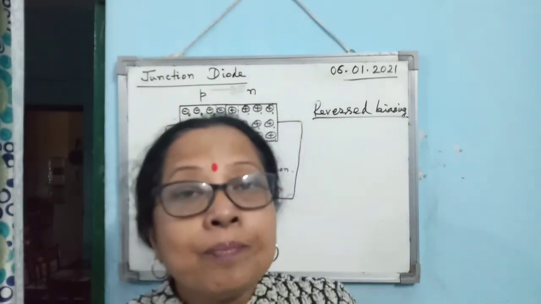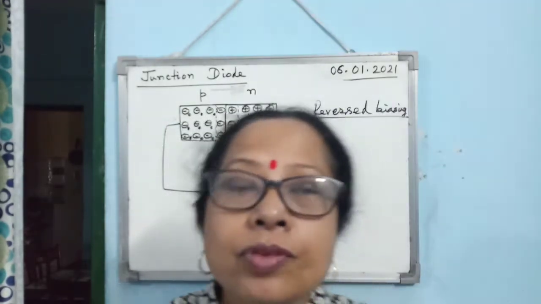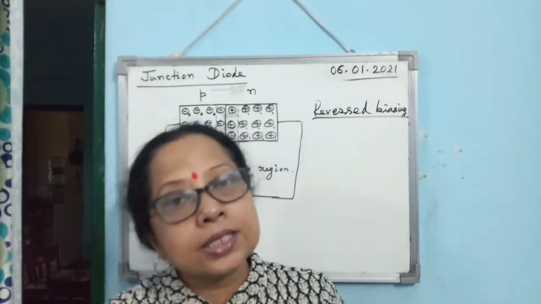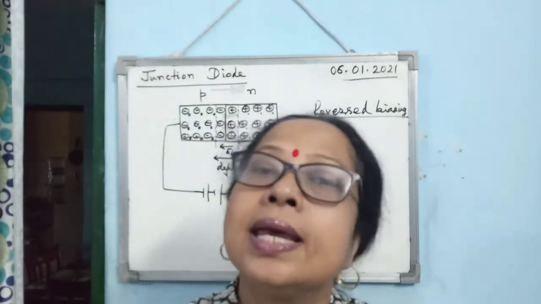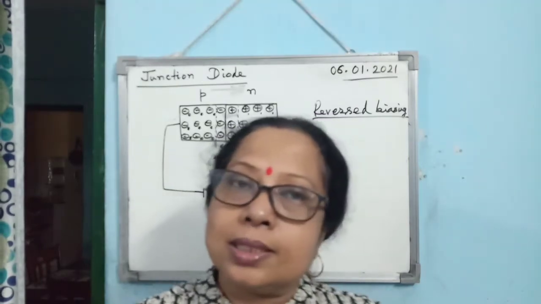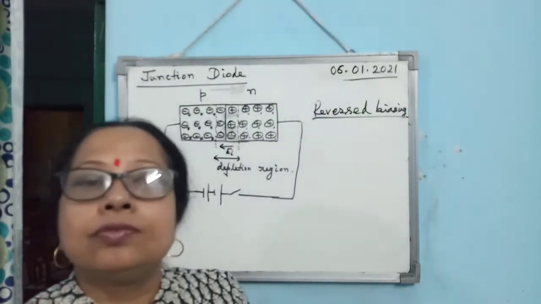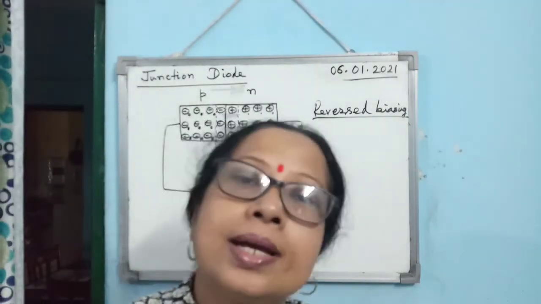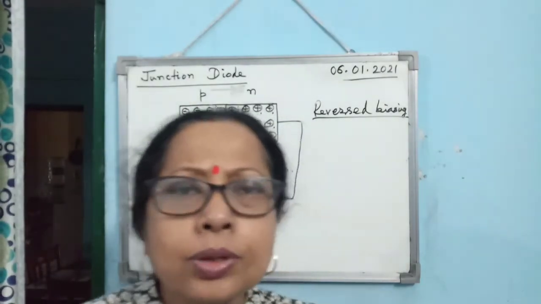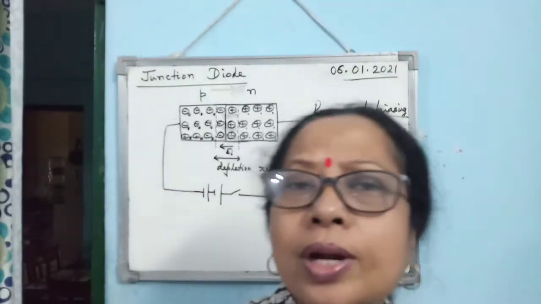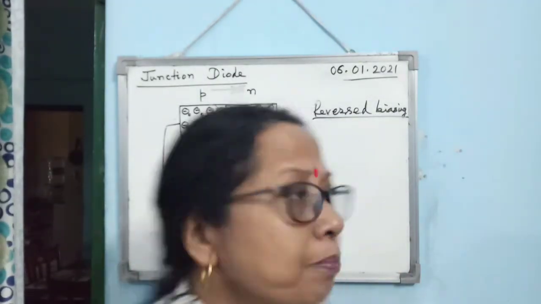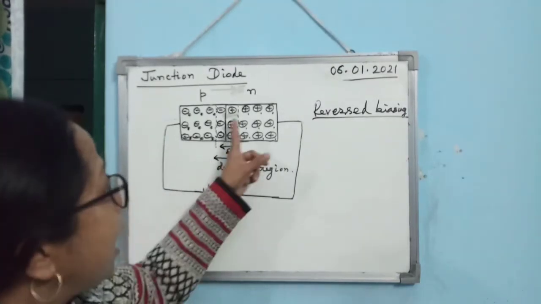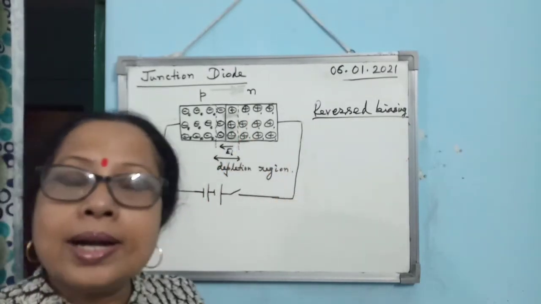So we say that when a junction diode is reverse biased, it does not conduct electricity, and when it is forward biased, it can conduct electricity. This property of the junction diode is used for rectifying a circuit. You have to remember what forward biasing is: the P region is at higher positive potential, and the N region is at lower negative potential.